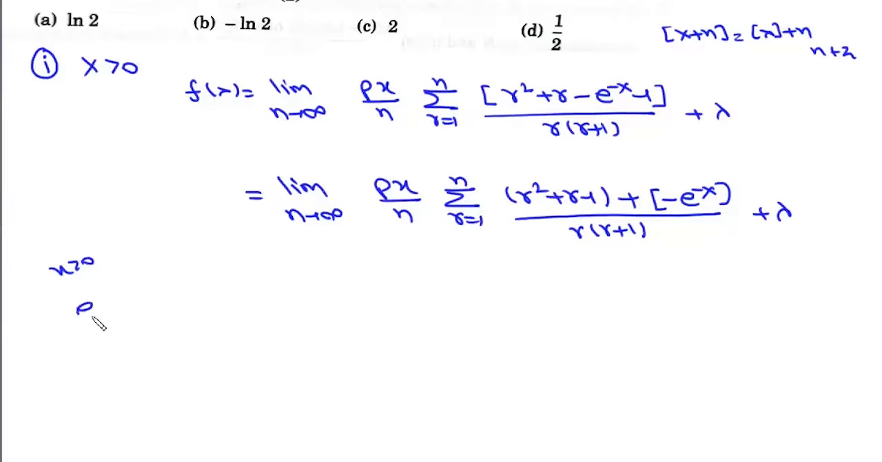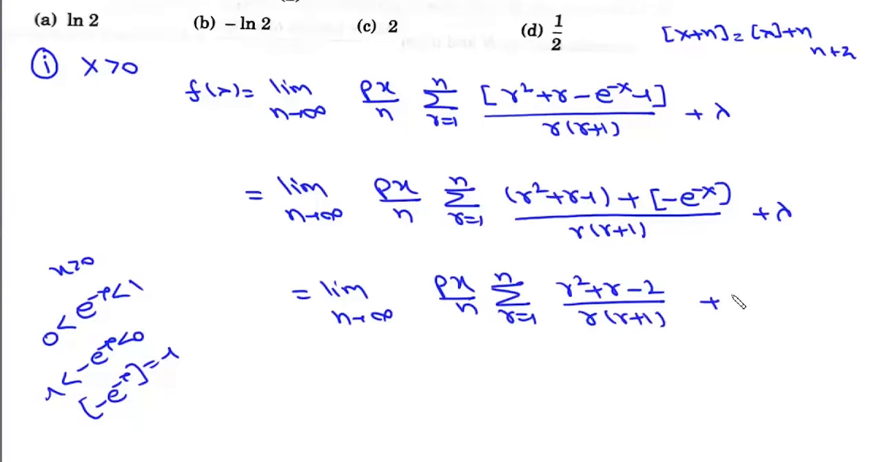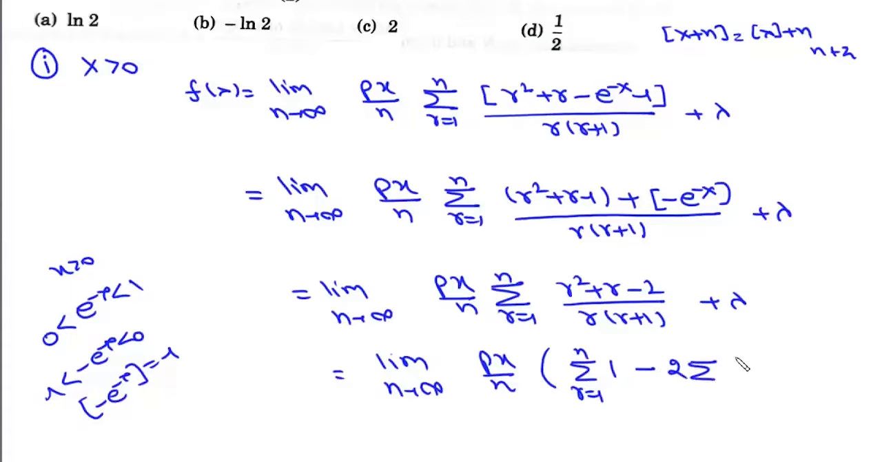Now when x is greater than 0, e to the power minus x lies between 0 and 1, and then minus e to the power minus x will lie between minus 1 and 0. So the greatest integer function of minus e to the power minus x will be minus 1. So we can write this as limit n tends to infinity, px by n, then this summation r varies from 1 to n, and it will be r square plus r minus 2 upon r plus 1 plus lambda, which we can also write as this limit n tends to infinity, px by n, summation 1, r varies from 1 to n, and then minus 2 summation 1 upon r plus 1 plus lambda.